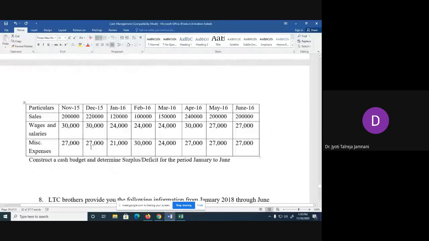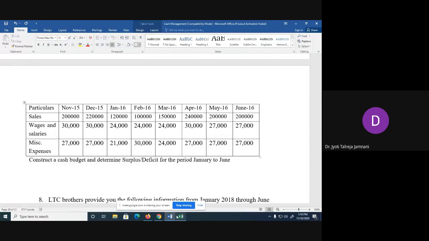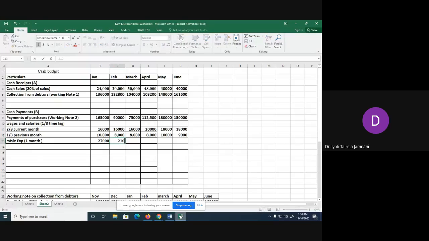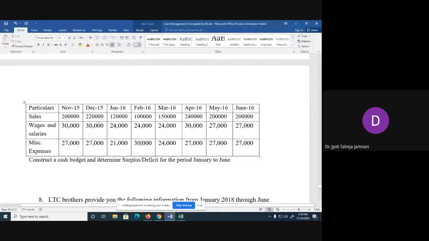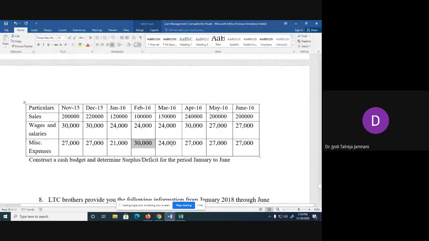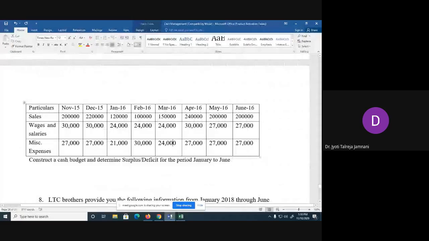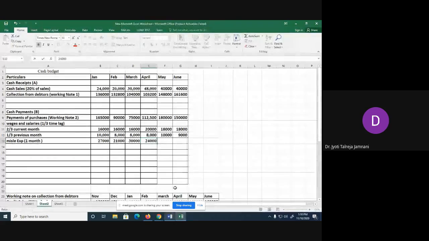So miscellaneous expenses of December are 27,000. We will pay it in Jan. Then miscellaneous expenses of Jan are 21,000. We'll pay it in Feb. Miscellaneous expenses of Feb are 30,000. We'll pay it in March. Miscellaneous expenses of March are 24,000. We'll pay it in April. April, it is 27,000. We'll pay it in May.